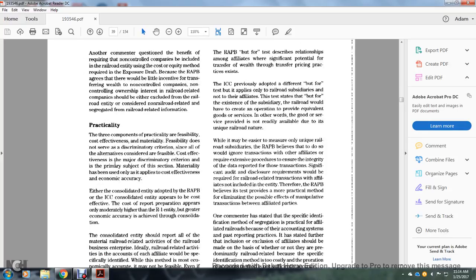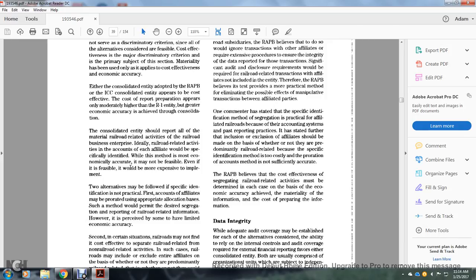All right, practicality. There are three components of practicality: feasibility, cost efficiency, and materiality. Feasibility does not discriminate between criteria, since all alternatives are considered feasible. Cost effectiveness is among the major discriminatory criteria, posed primarily subject to materiality, and has been applied with cost effective economic accuracy. Either consolidation adopted by the Railroad Accounting Principles Board or by the Interstate Commerce Commission appears cost effective, with the cost of report preparation only moderately higher than the alternative but greater than the economic accuracy achieved in the consolidation.